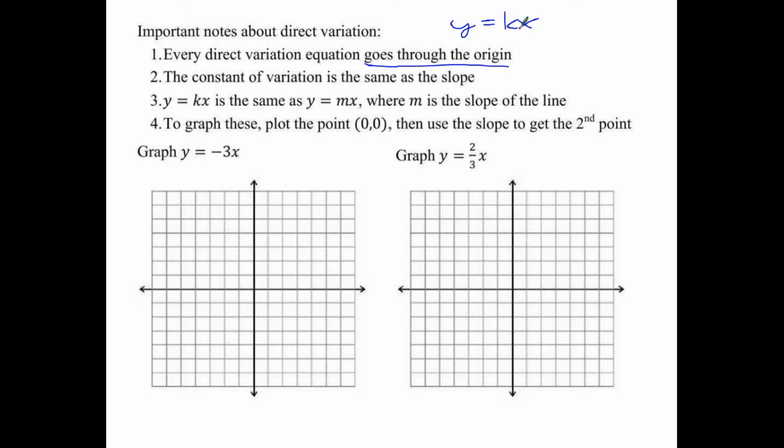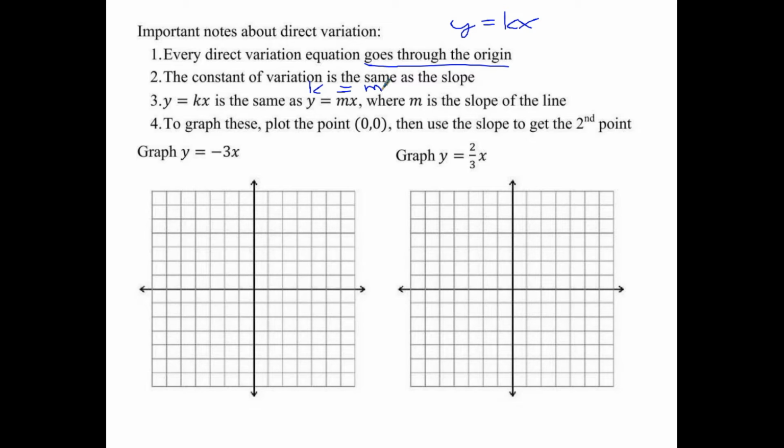The constant of variation k is the same as the slope. So k equals m is the same as saying the constant of variation is the same as the slope. Okay? That means that y equals kx is the same as writing y equals mx, where m is the slope of the line. We know that m is our symbol for slope.